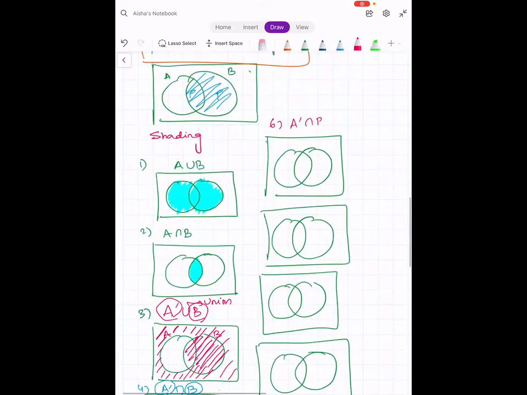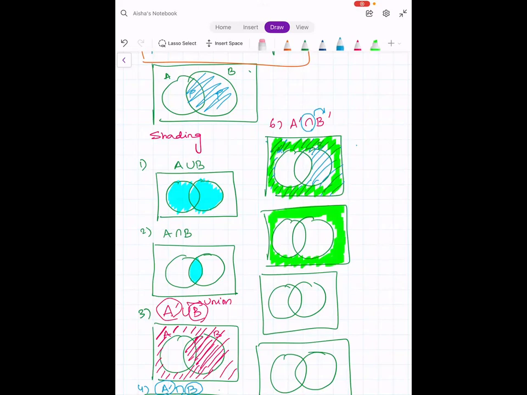A complement intersection B complement. A complement is everything other than A. It means from this shading, I have to select the parts which do not have B. So no B are these outside regions. You can see that from the blue shading, only I'm selecting that region. That means the only shaded region is going to be the outside region. This is going to be the final answer for this one.